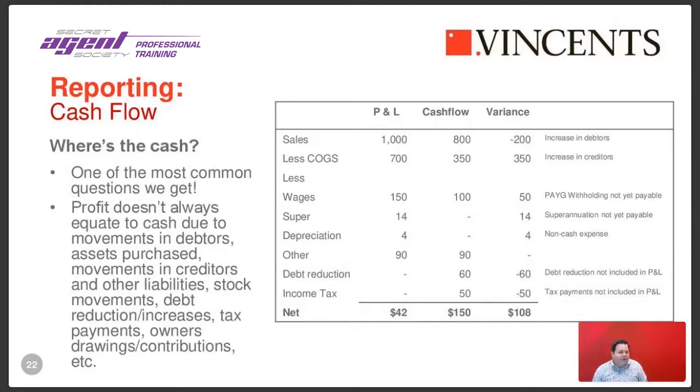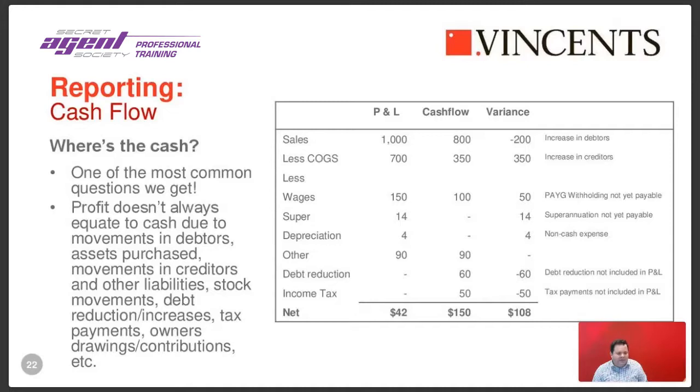And then you also had an income tax payment of $50 in the period. Again, it doesn't appear on the profit and loss. It's a reduction of a liability on the balance sheet. So as a result, what was a $42 profit, you've now got $150 sitting in your bank account.